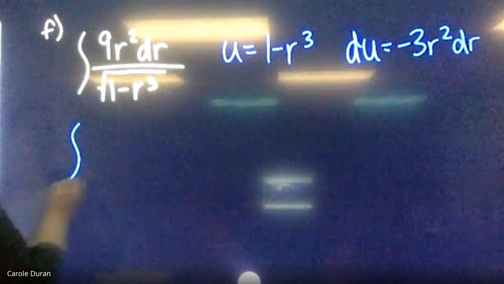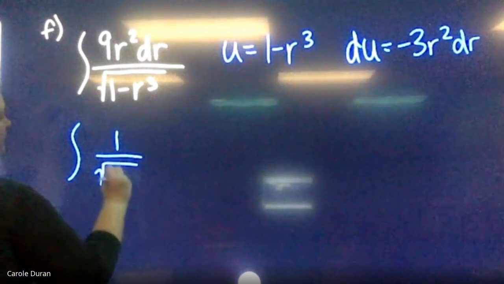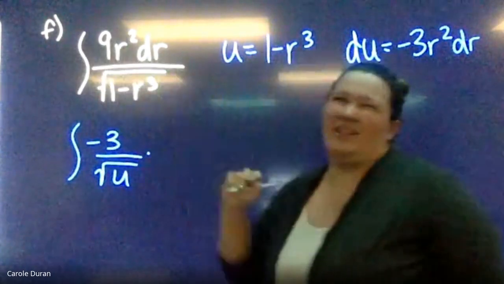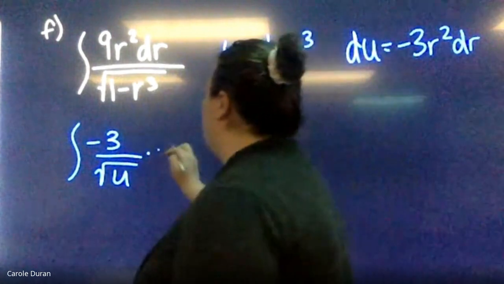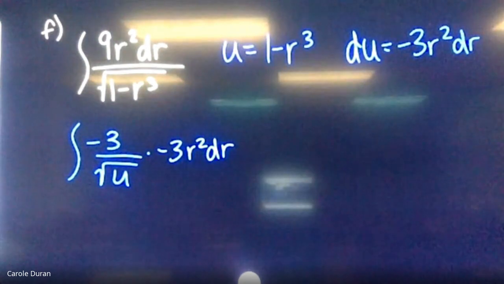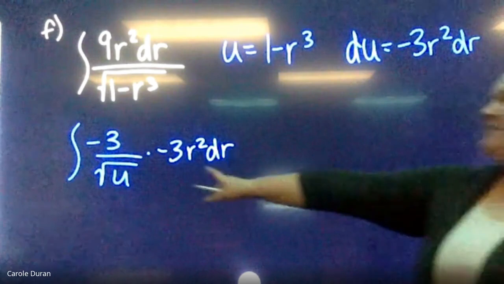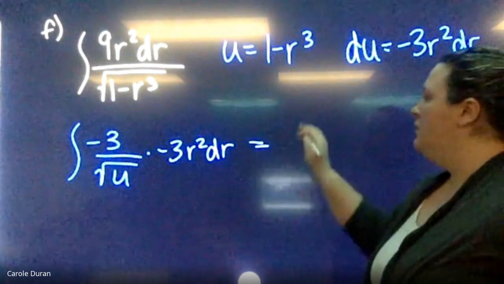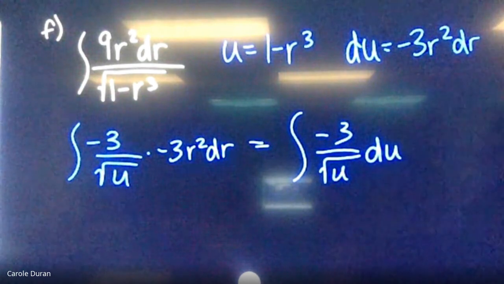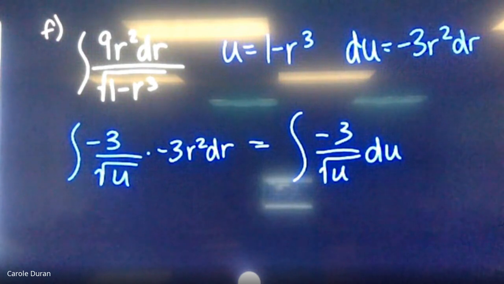This becomes the integral of 1 over the square root of u times negative 3 over the square root of u, because I separated the 9 into negative 3 times negative 3. I left one here and moved the other one here. By doing this, I can replace negative 3r squared dr with du. And that leaves me with negative 3 over the square root of u du. Then what do I do? Nope, take the antiderivative.